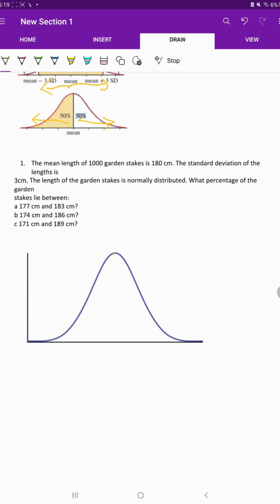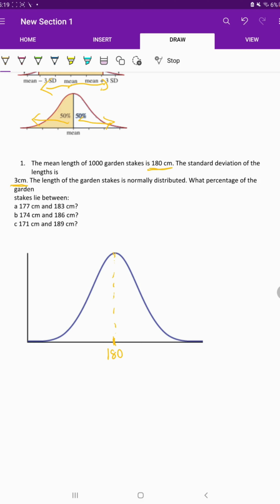So moving on to the question, the mean length of 1,000 garden stakes is 180 centimeters. The standard deviation of the lengths is 3 centimeters. So we're given the mean, which is 180 centimeters. So that would just come through here. And then our standard deviation is given as 3 centimeters.